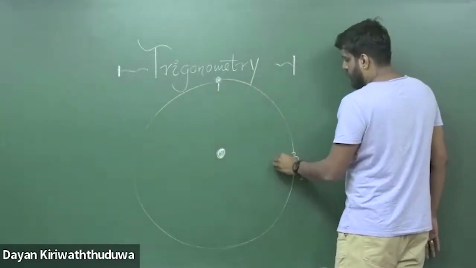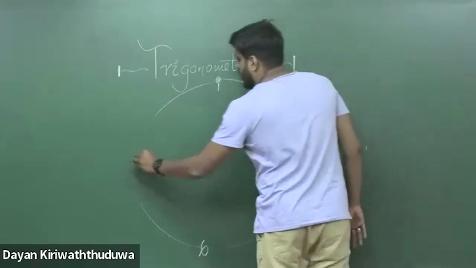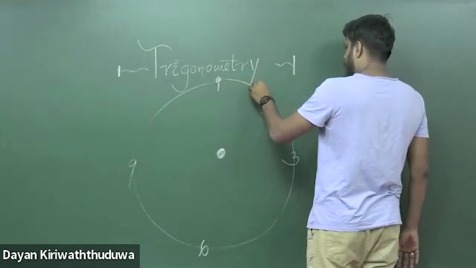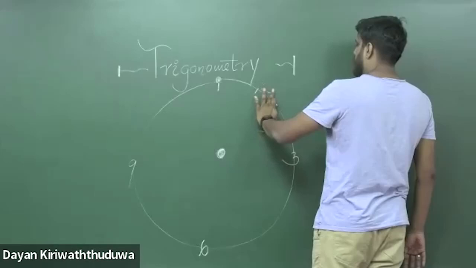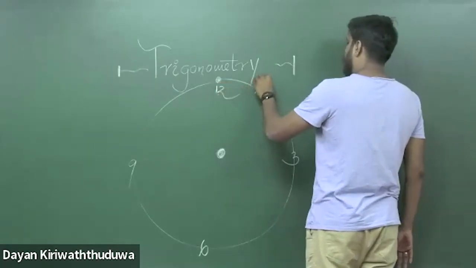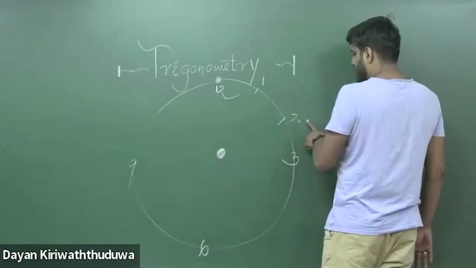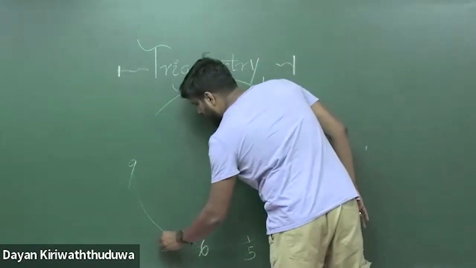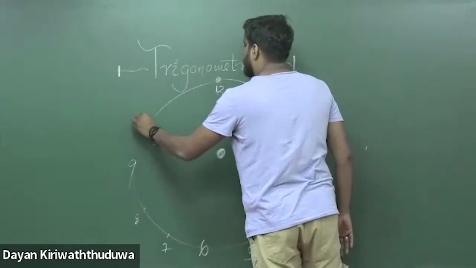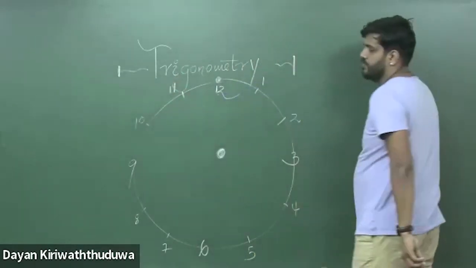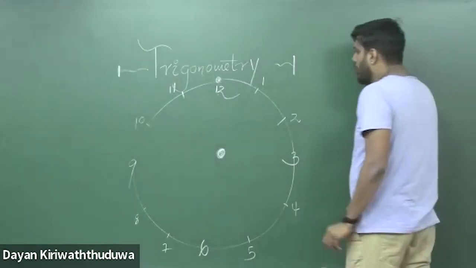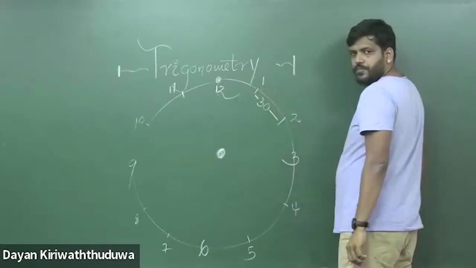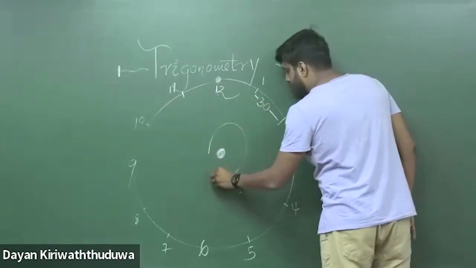So, 1, 2, 3, 4, 5, 6, 7, 8, 9, and so this is 12, right? So 1, 2, like 2nd month, 3rd month, 4th month, 5th month, 6th month, 7th month, 8th, 9th, and then 10th, 11th, and 12th. How many days do you have in between? 30 days, right? So 30 times 12, you have 360 degrees.